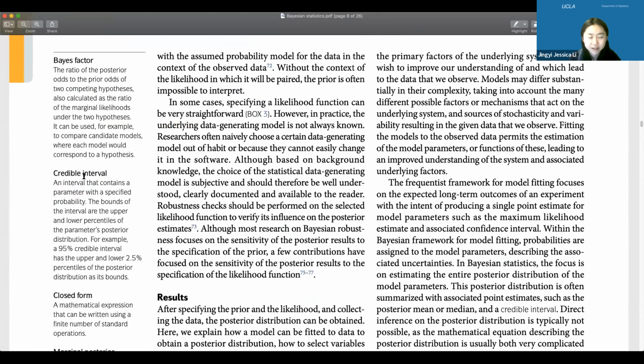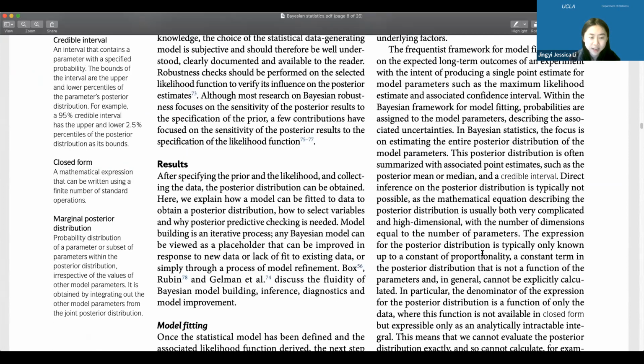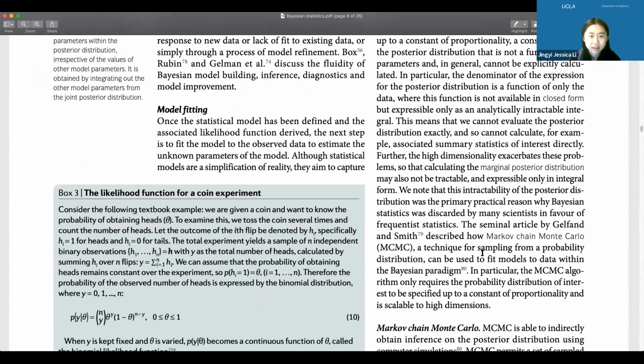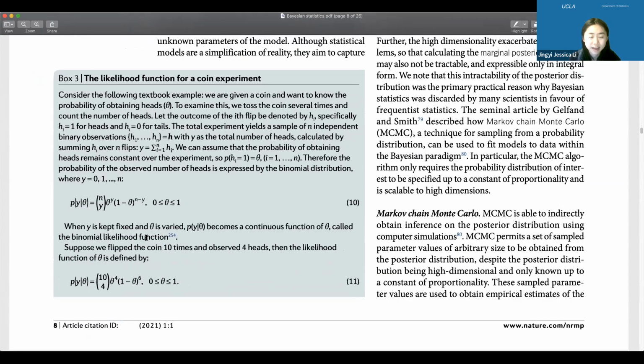Okay, and also the credible interval. Recall that we talked about it in lecture 2, I think, right? In that case, the interval is fixed, but you look at a random parameter and see that the chance that the parameter falls in this interval is 95%, right? So some concepts. And this is about the likelihood function.